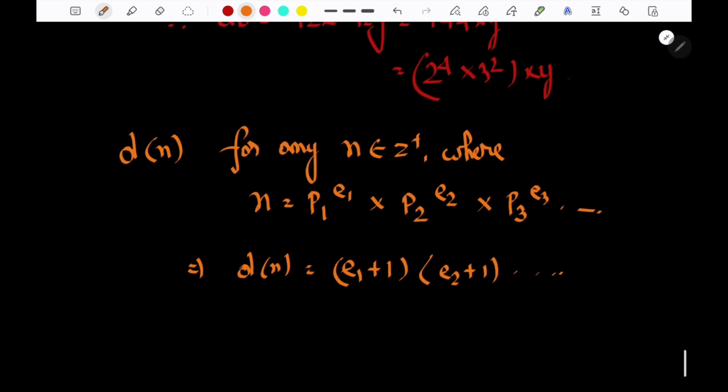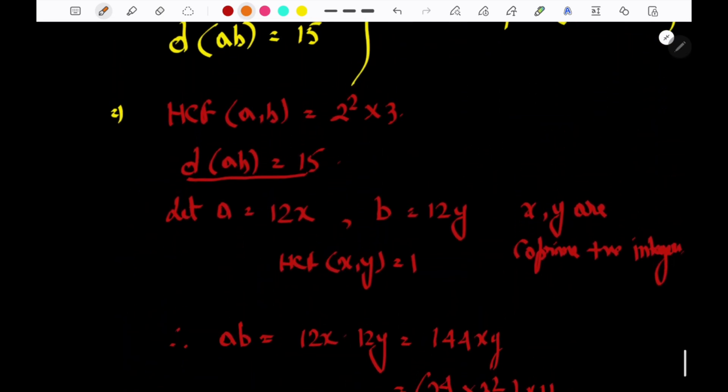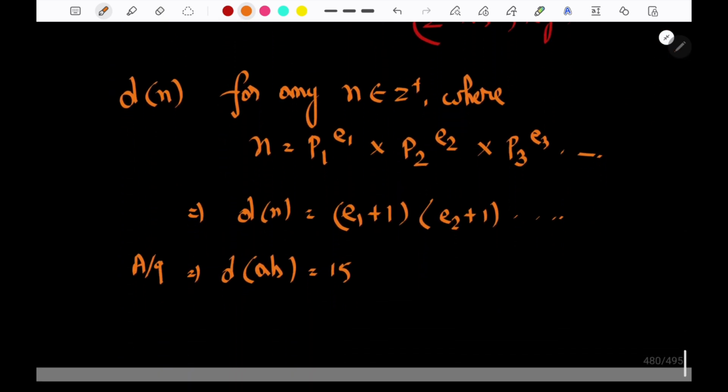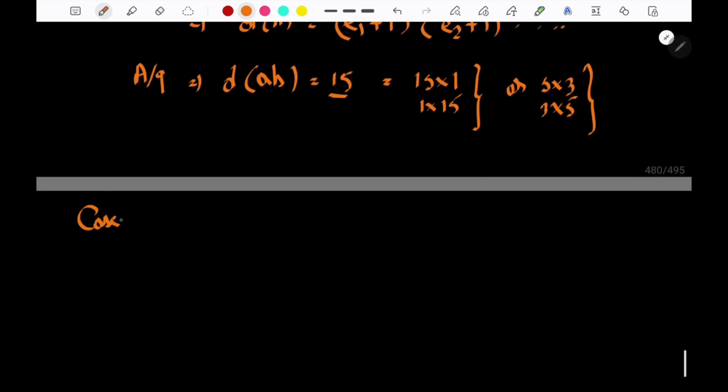Now d of AB, according to the question, is 15. So how do we proceed? 15 can be written as 15 into 1 or 1 into 15, whatever, or 5 into 3 or 3 into 5, whatever. These are the two cases. That is the only possible way it can be broken down in terms of integers. So let's say case first.